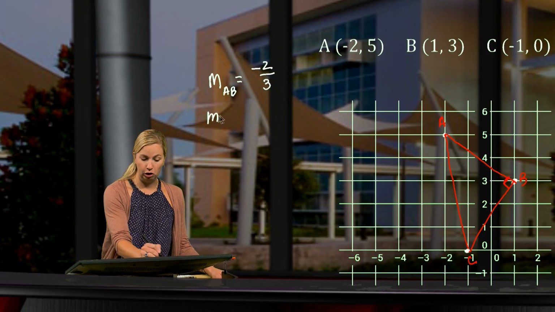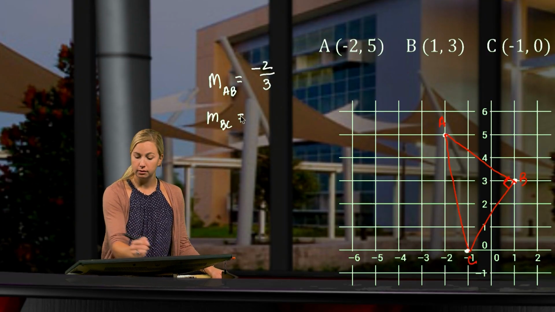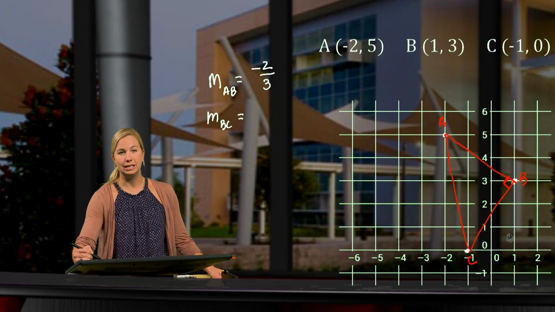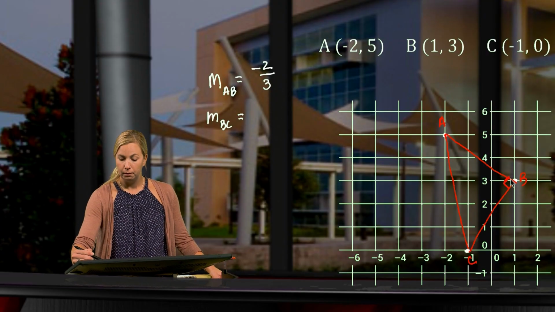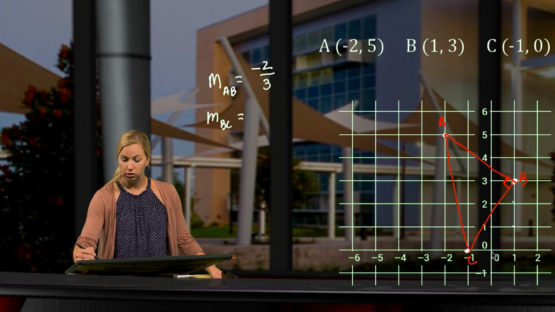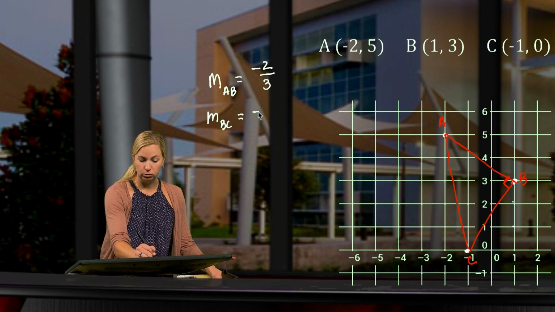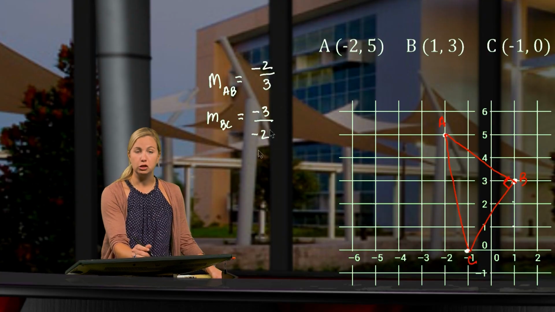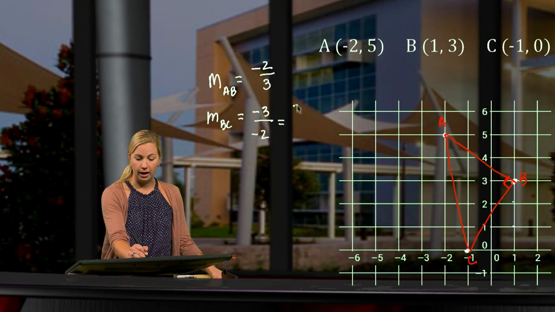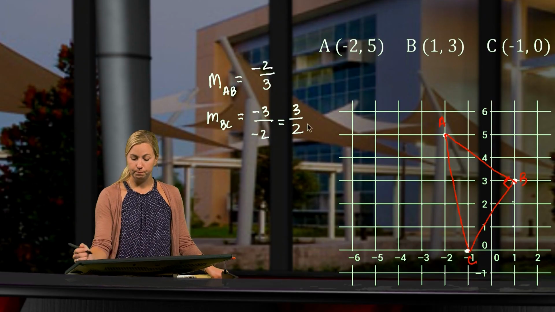Now we want to find the slope of segment BC. And we can either go from B to C or from C to B. It doesn't make any difference. But we always use slope as rise over run. So to get from B to C, we go down 3, to the left 2. To the left 2, which is denoted with that -2 in the denominator, which will simplify to +3 over 2.